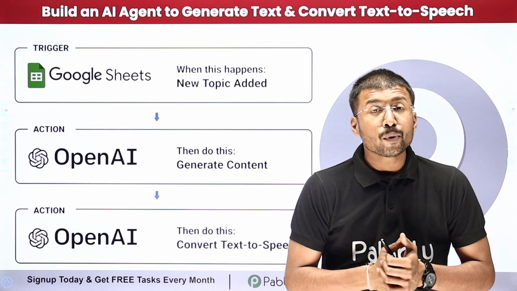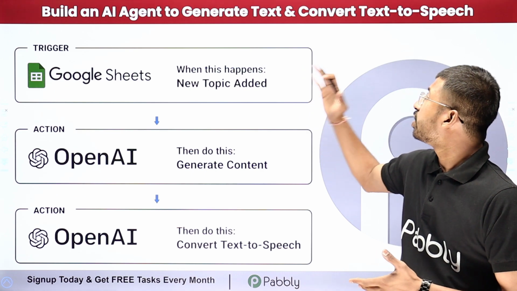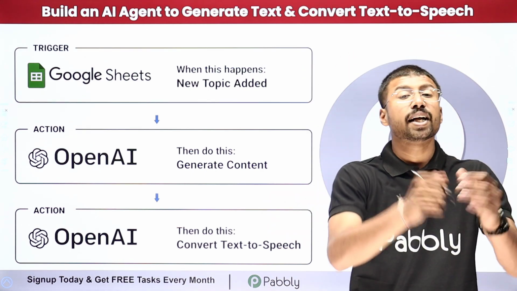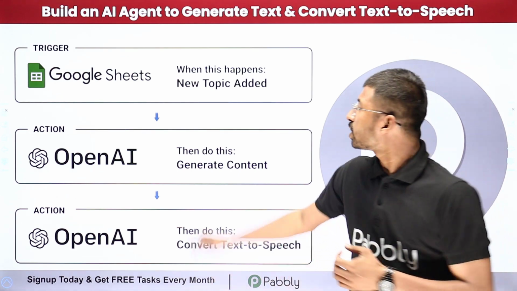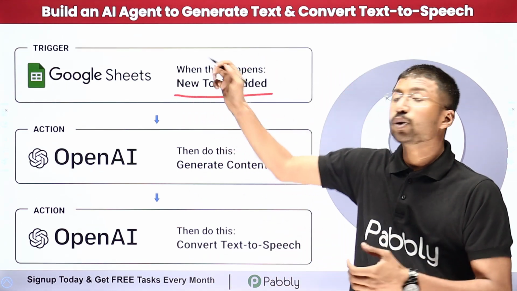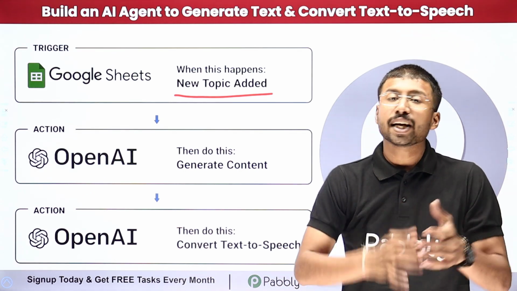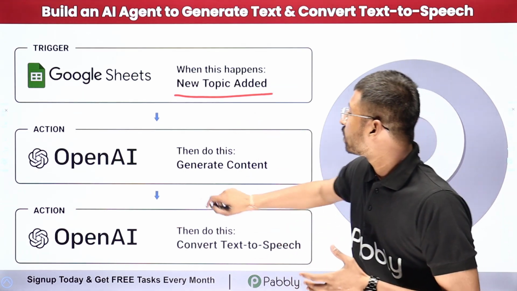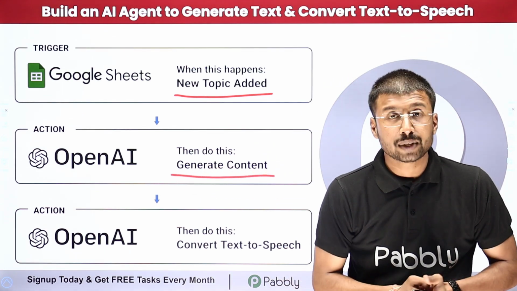So in this video, I'm going to show you a step-by-step process of how you can build an AI agent to generate text and convert text to speech. Yes, that's right. Using this AI agent, you just have to enter a new topic in your Google spreadsheet as a new row. After entering the topic, this AI agent will automatically send this topic with the prompt to OpenAI, and using OpenAI, we are going to generate some text content.